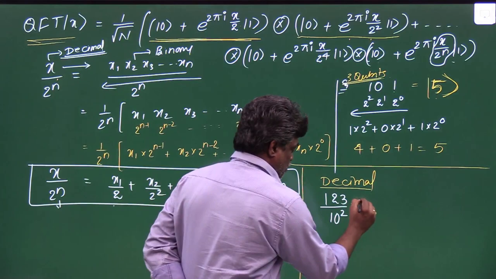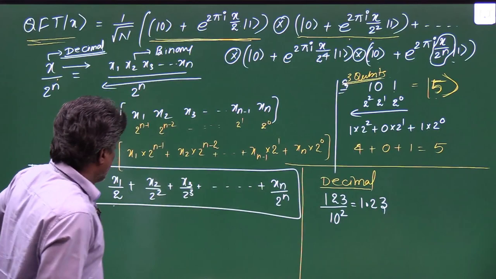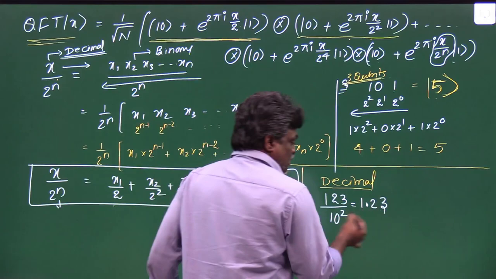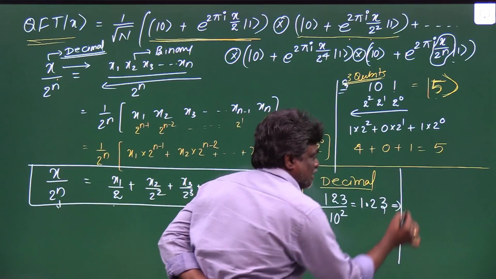Yes, 1.23, right? So one more time I am saying, sir, whatever they are writing, that is the notation. It's very clear, it's a notation. Be careful. So this is the decimal we will write. Now for example, taking an analogy, this is the binary.